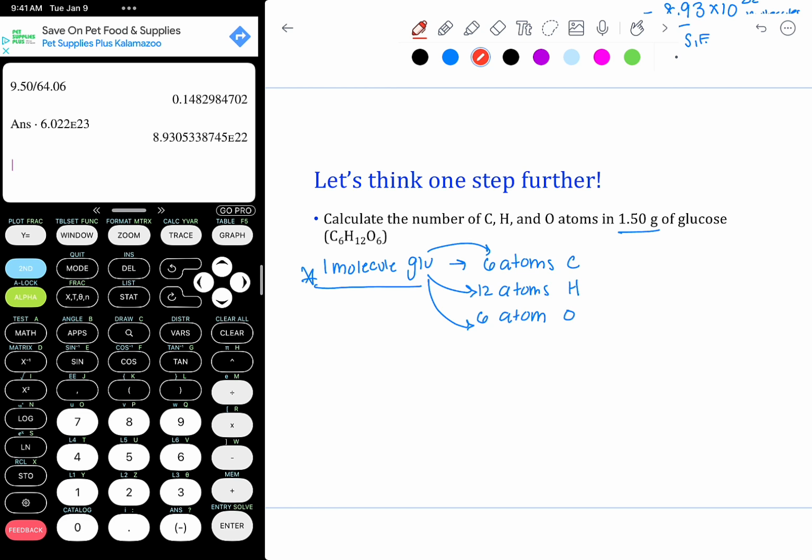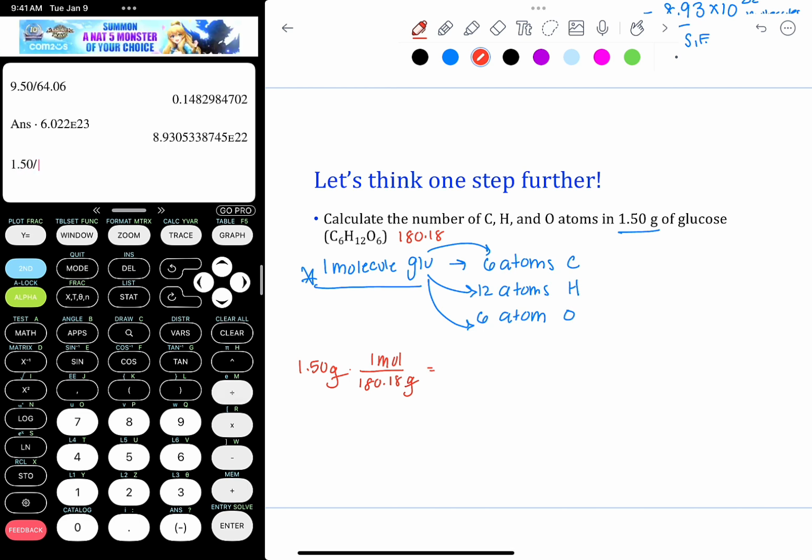We found the molar mass of glucose before, C6H12O6. This was 180.18. We have the calculation doing that previously. Okay, so we're going to start with our 1.50 grams of glucose, and we're going to divide by our molar mass, 180.18 in 1 mole. Okay, our grams will cancel, and we'll be left with moles, so 1.5 divided by 180.18. That gives us 0.008325 moles. We then multiply by Avogadro's number just like we did in our previous examples.